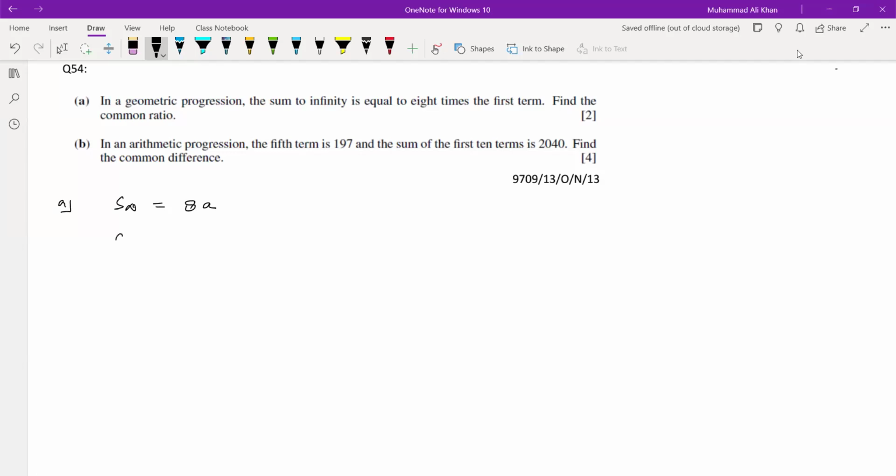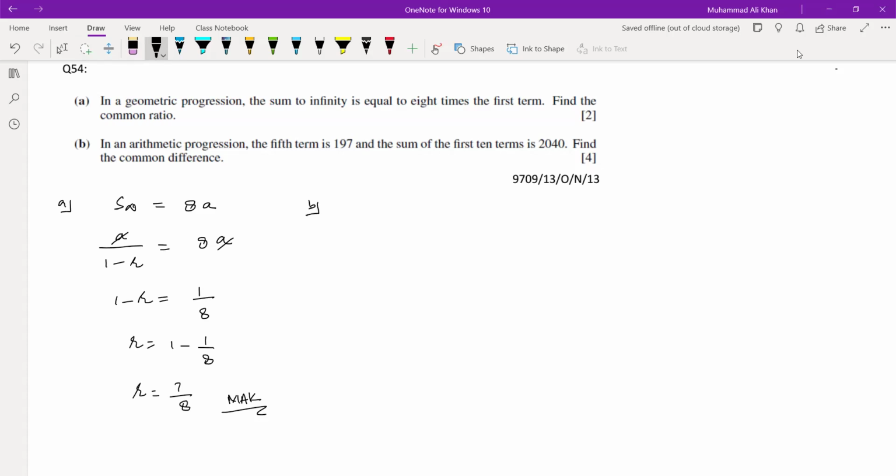What is sum to infinity? A over 1 minus R equals to 8A. A and A cancel out. 1 minus R equals to 1/8. Cross multiplication. And R equals to 1 minus 1/8. And the value of R is 7/8. This is the common ratio of the given geometric progression. Are you clear?